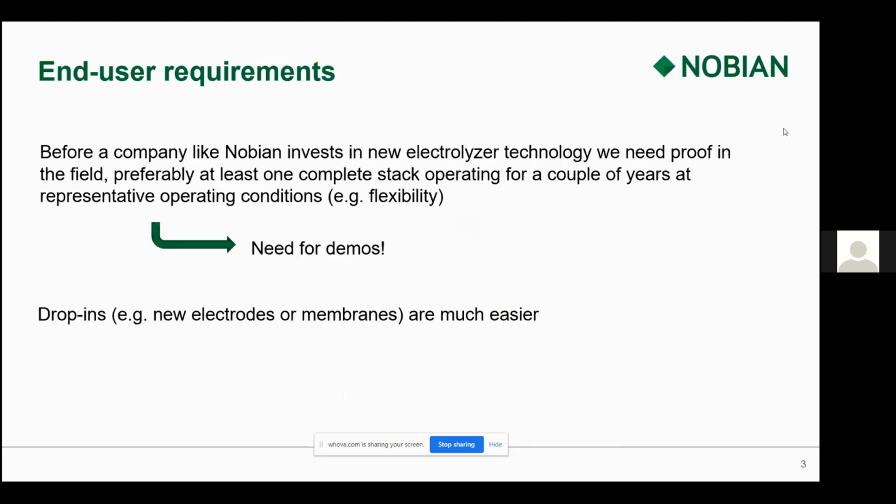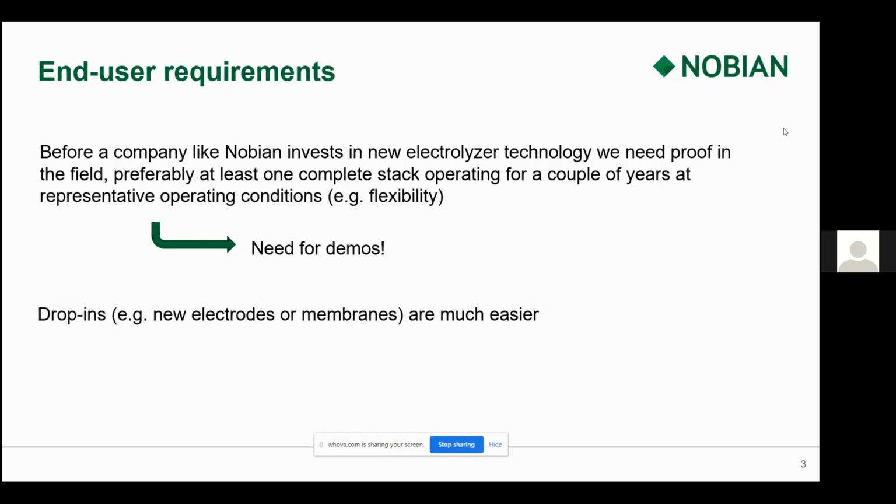So when you scale up a technology, in the end, you want a customer to buy it. So when a company like us buys an electrolyzer technology, we need to have proof in the field, which means that at least one complete stack has to be running for a couple of years under representative conditions. And that really shows how important it is to have a good demonstration unit, to show how your electrolyzer process really works. And this is quite a hurdle for a completely new process.